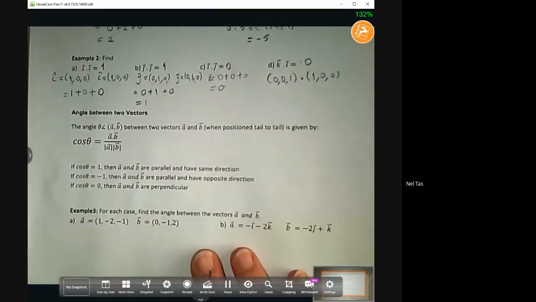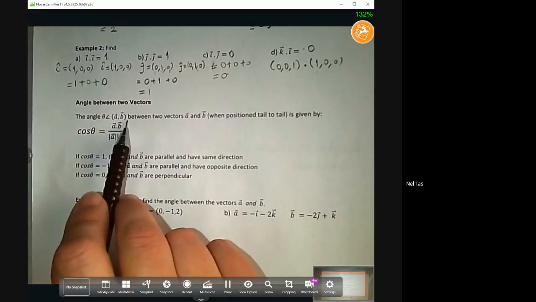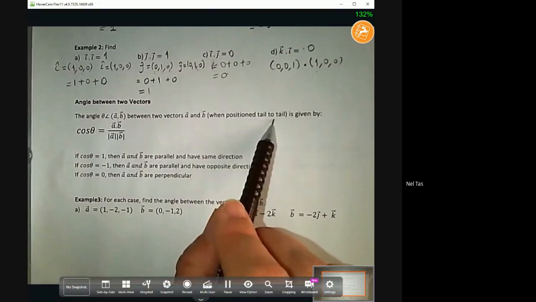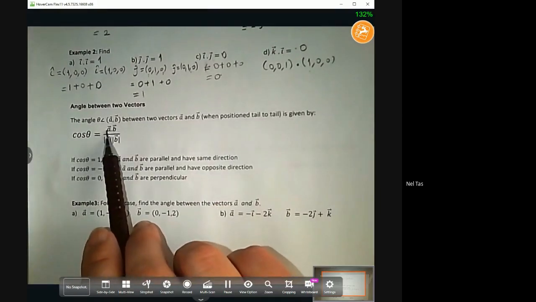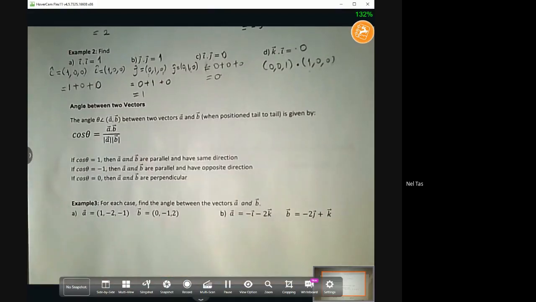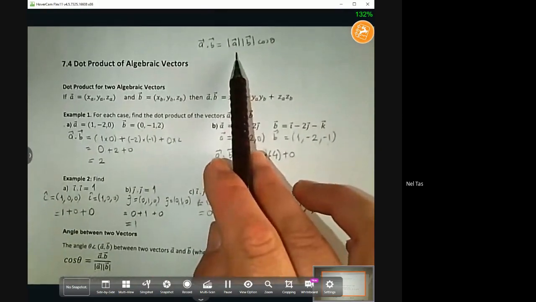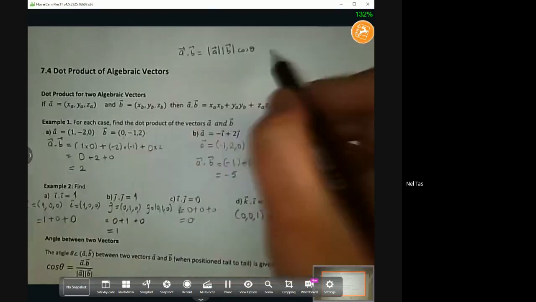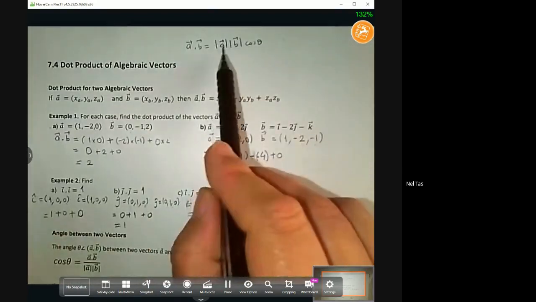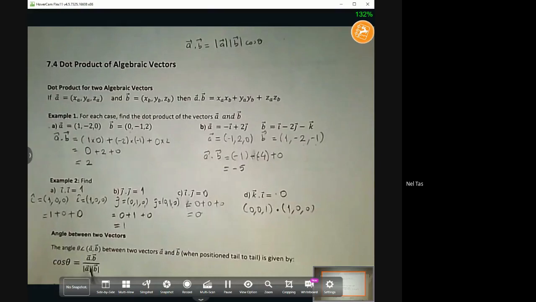Okay, so let's look at the next item. Angle between two vectors. The angle theta between A and B, when positioned tail to tail, is given by cos theta equals A dot B over magnitude of A times magnitude of B. And it should make sense. Because we had this formula, right? And if you isolate cos theta from here, you divide both sides by magnitude of A and magnitude of B. So obviously you end up with this formula, cos theta equals A dot B over magnitude of A times magnitude of B.